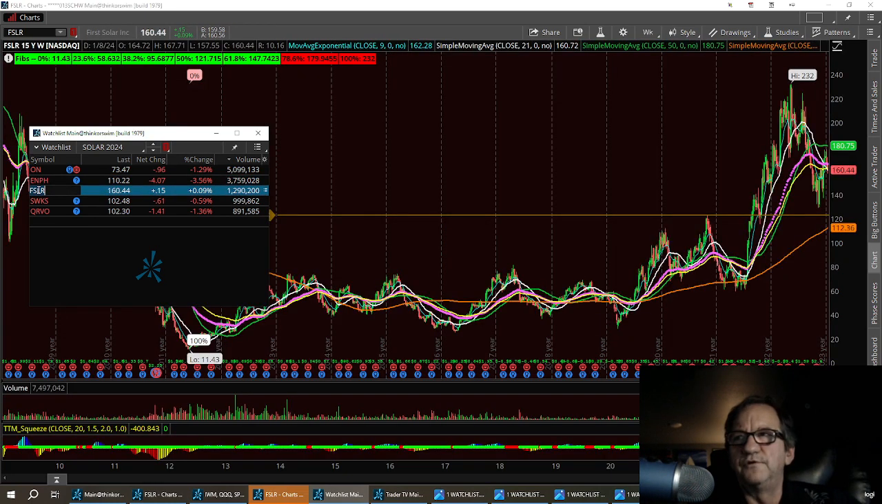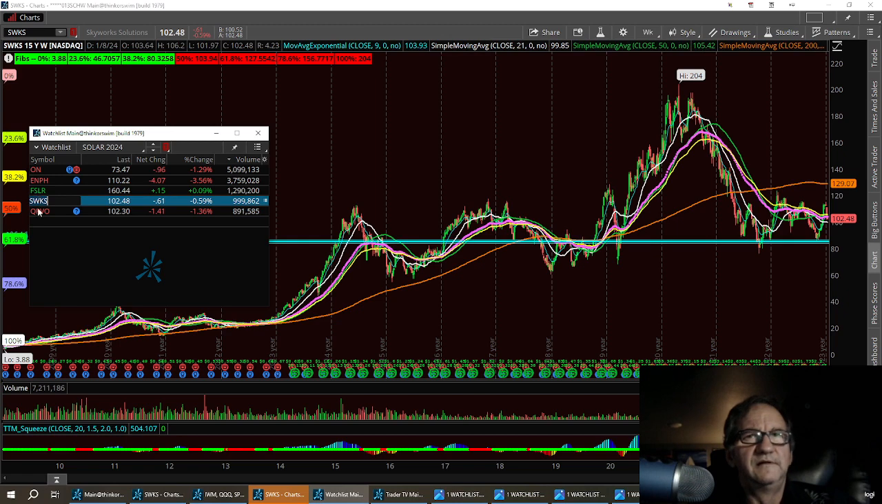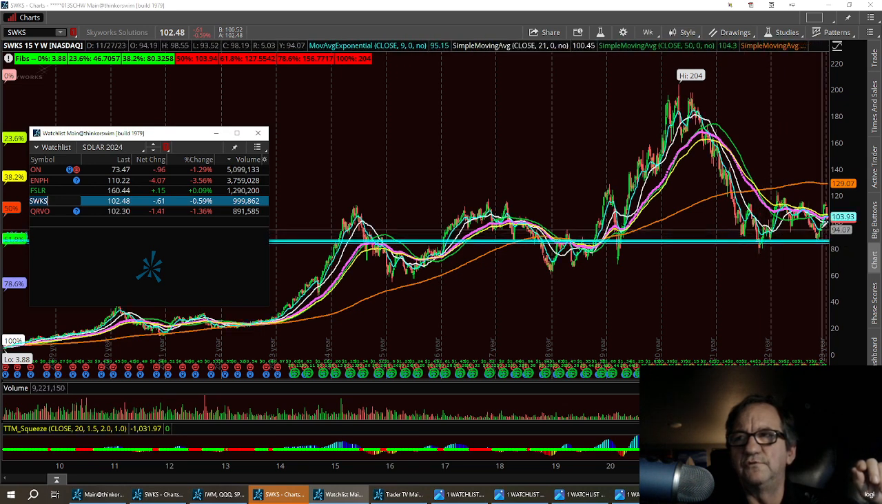FSLR's had a pretty good sell-off. We bounced up a little bit, but you can see the volatility in these stocks. SWKS is at my support level. I've called this out a couple of times off this head and shoulders, and we've had a 1, 2, 3. So it'll come back maybe and eventually break to the 200.